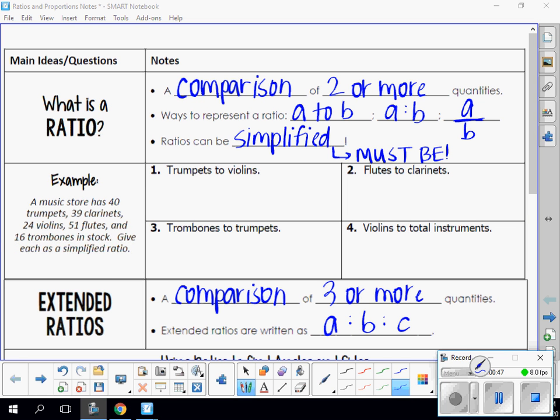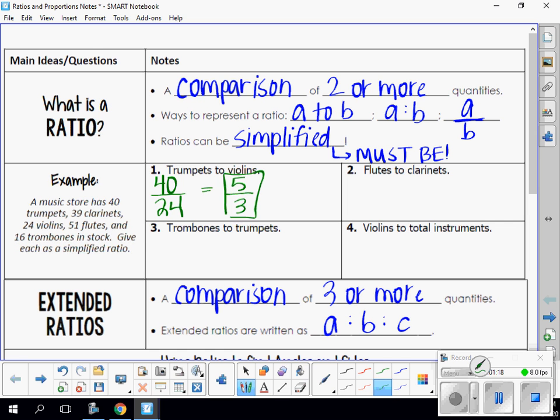So if we look at these first few examples, we're comparing the amount of instruments that we have. So it says trumpets to violins. If we would compare that, the number of trumpets we have is 40. I like fractions because that in my brain is telling me I need to simplify anytime I see a fraction. The number of violins, 24. Those are both divisible by 8. 40 divided by 8 is 5. 24 divided by 8 is 3. So my ratio of trumpets to violins would be 5 trumpets to every 3 violins.